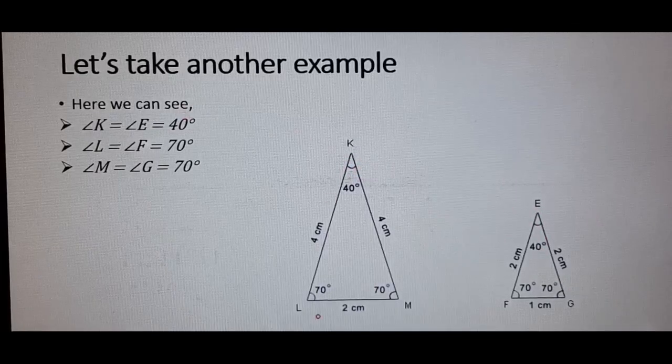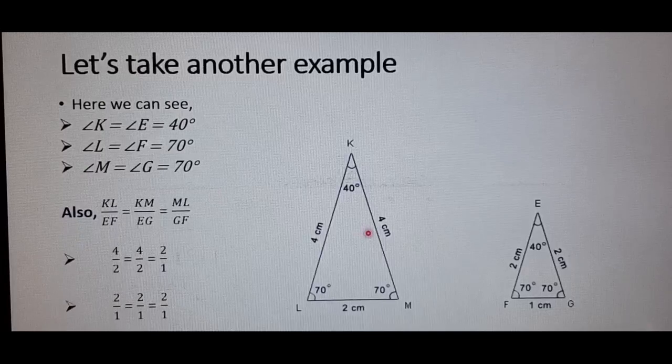So I have written. Then angle L, corresponding to L is angle F. Angle L is equal to angle F is equal to 70 degrees. These are also equal. Then last, angle M is equal to angle G is equal to 70 degrees. So here we have checked the corresponding angles and we can see all the corresponding angles are equal.